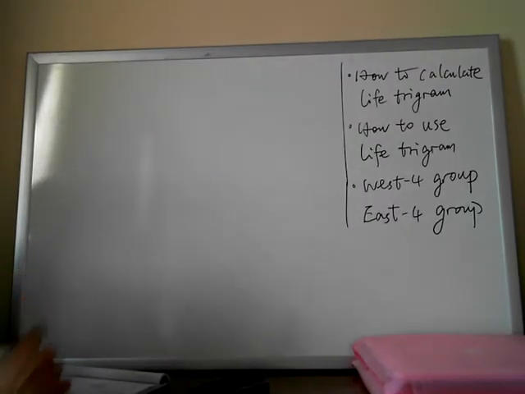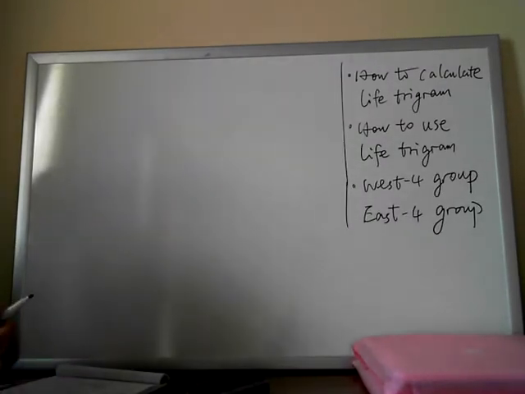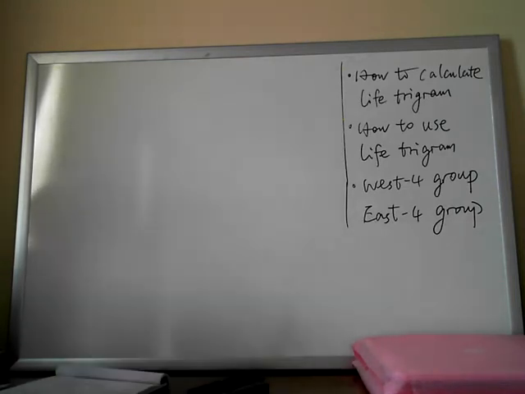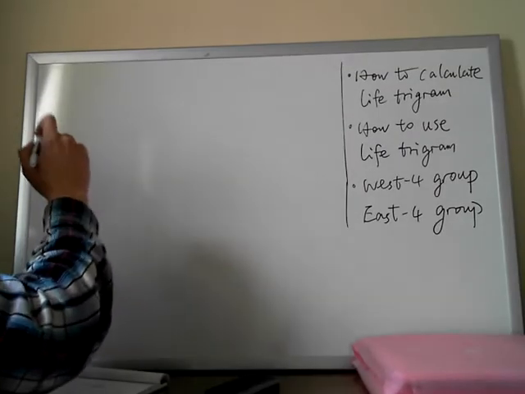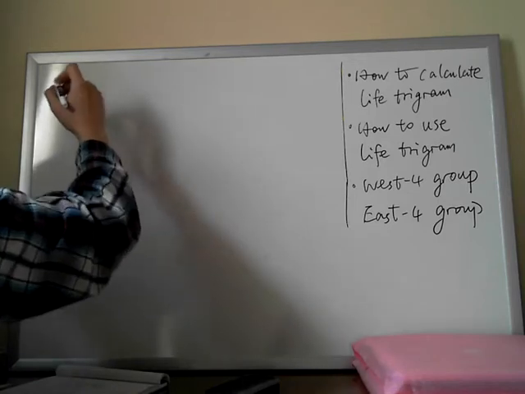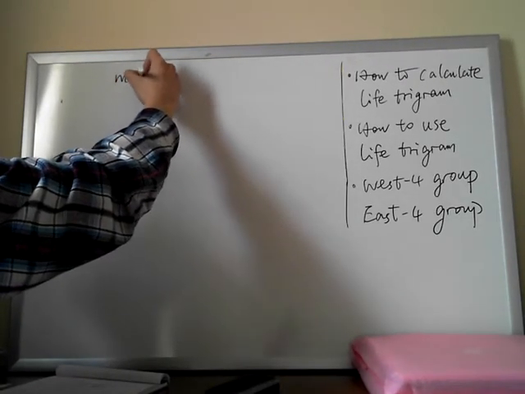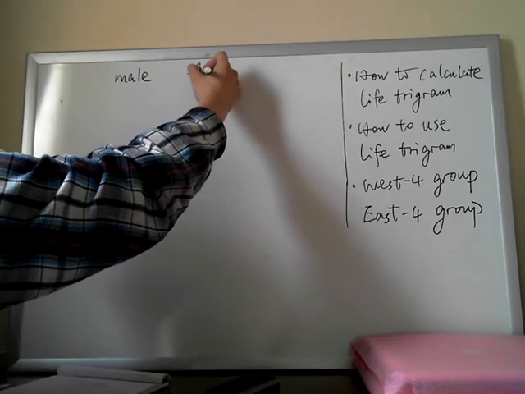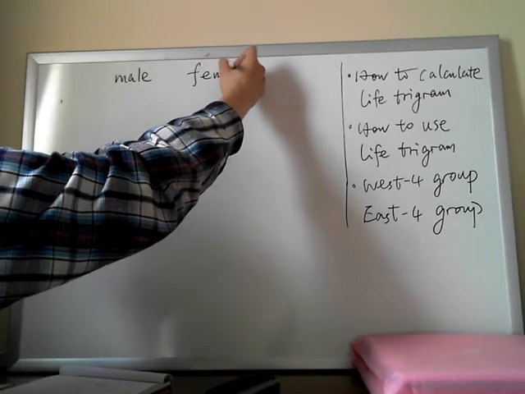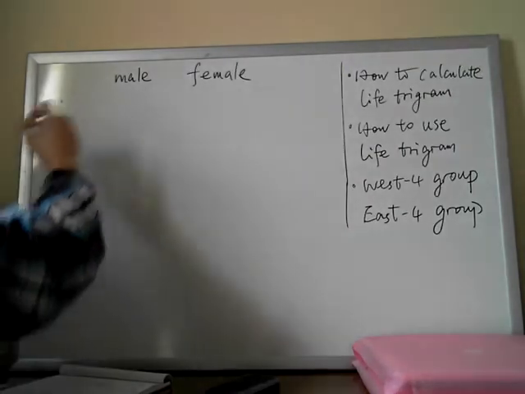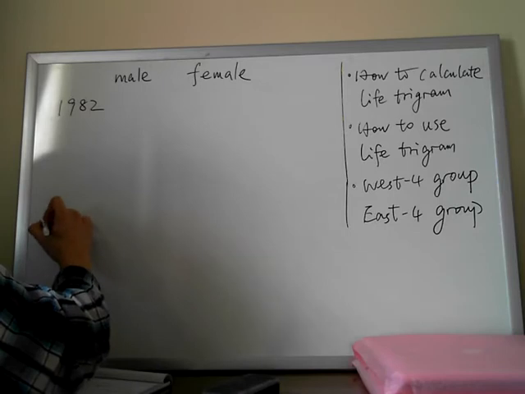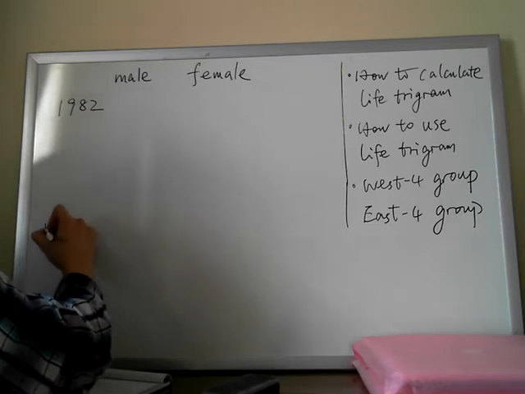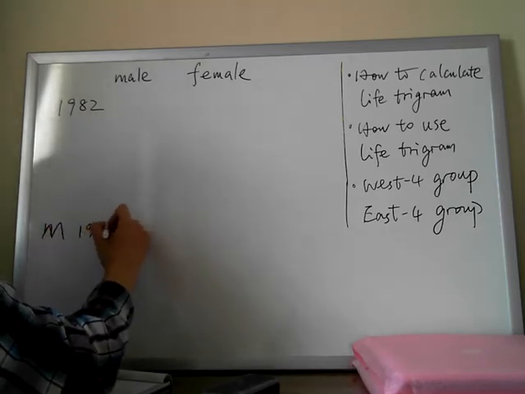So how to calculate life trigram. I will give you a few examples. It will be easier to understand by examples. The life trigram is calculated by the birth year of a person. Only the birth year, and it's different for male and female. Let's say a male is born in 1982. How to do that?